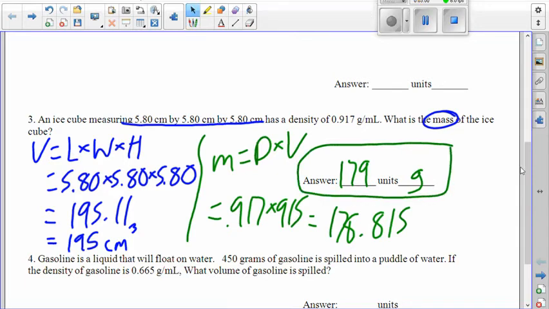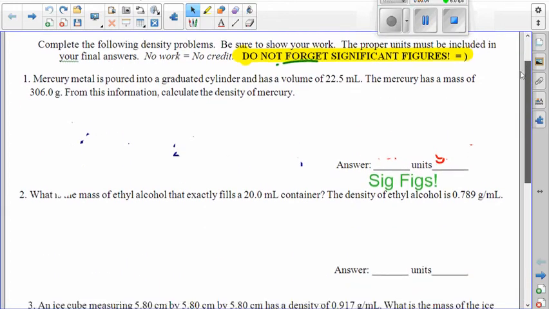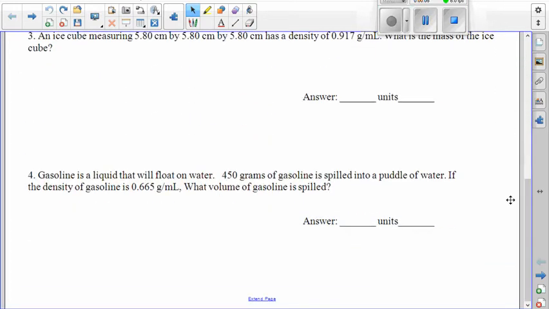Great. Alrighty, so we're going to talk about problem number 4 on density bellwork number 1. Gasoline is a liquid that will float on water. 450 grams, so that already catches my attention, of gasoline is spilled into a puddle of water. If the density of gasoline is 0.665, what volume of gasoline is spilled? So I'm looking for volume.